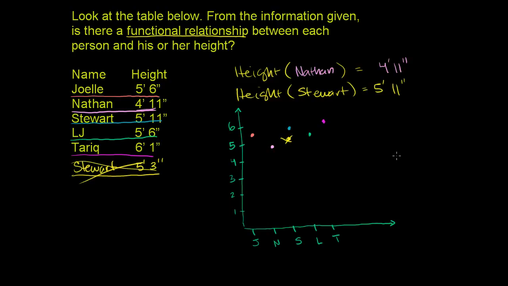I think to some level it might be confusing because it's such a simple idea. Each of these values can only have one height associated with it. That's what makes it a function. If you had more than one height associated with it, it would not be a function.